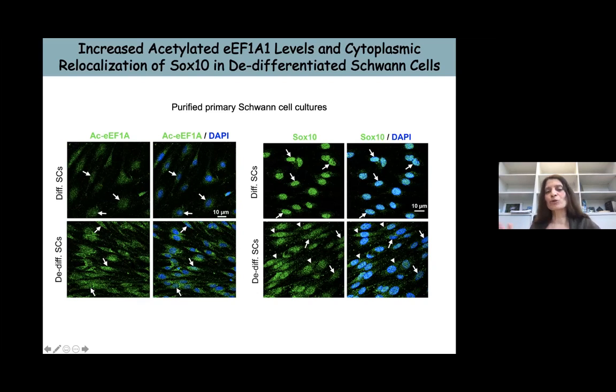And because we were looking for a direct target of HDAC2 that regulates SOX10 activity, we also looked at SOX10. What we saw is that in de-differentiated Schwann cells, you have relocalization of a part of SOX10 in the cytoplasm, and you have decreased SOX10 level. And you can see compared to the differentiated state, SOX10 is very much nuclear. So we were looking whether there is a potential link between those two events.